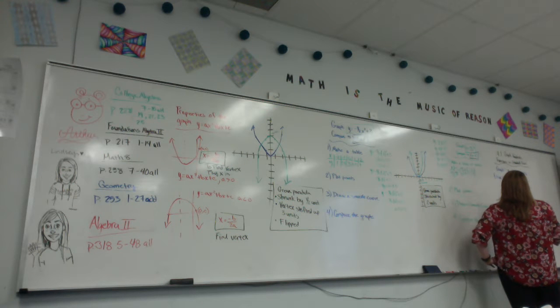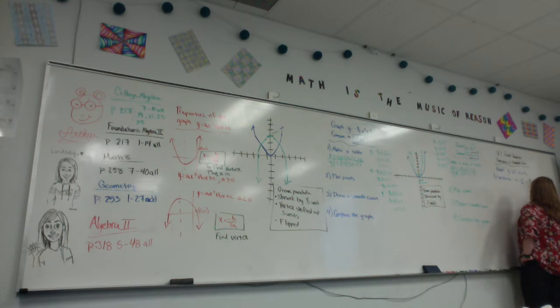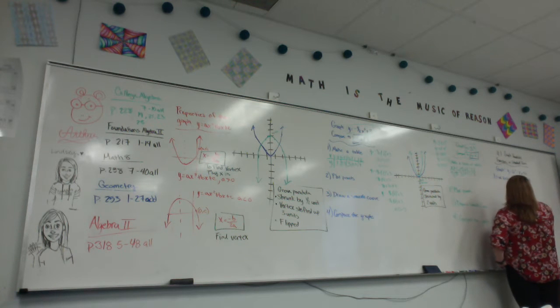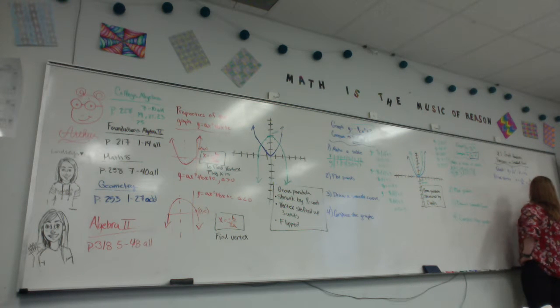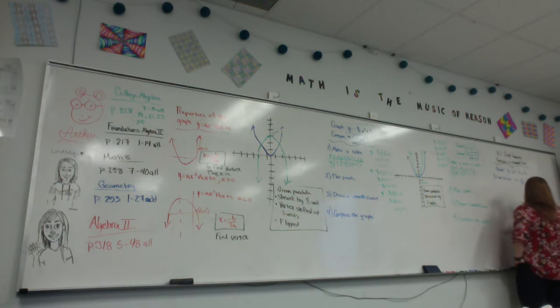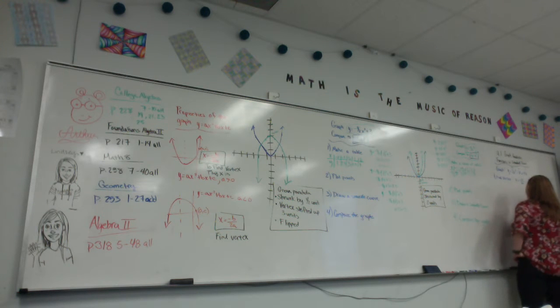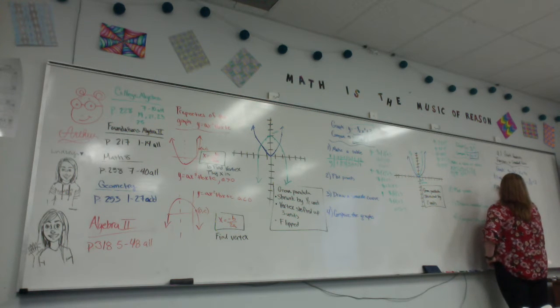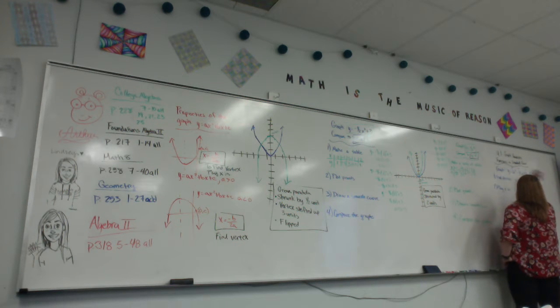What's my b? Negative 8. So what do I plug in? 8. And what's my a? 2. Good. a, b, c. Beautiful. So what's 8 divided by 4? 2. Now what do I do with that? Plug it back in. Okay. So I'm going to plug x in.